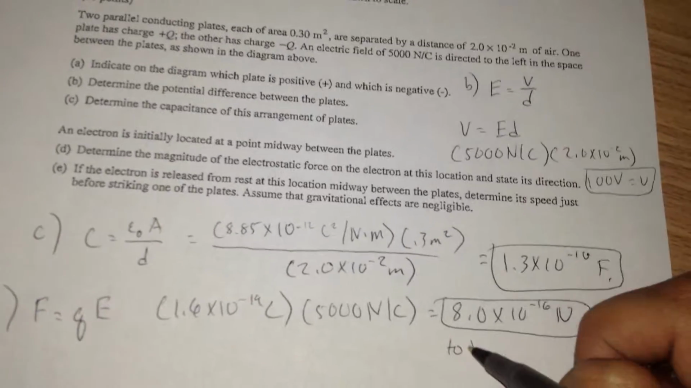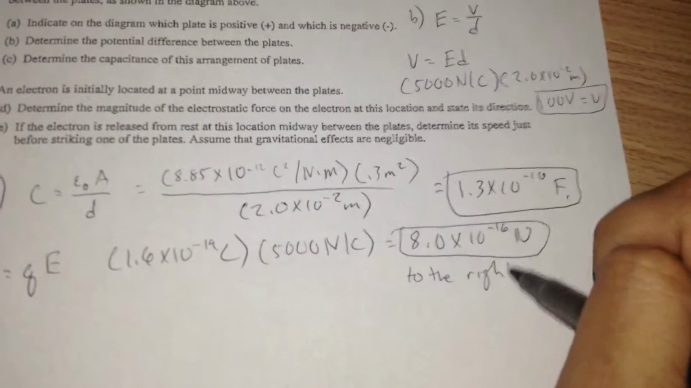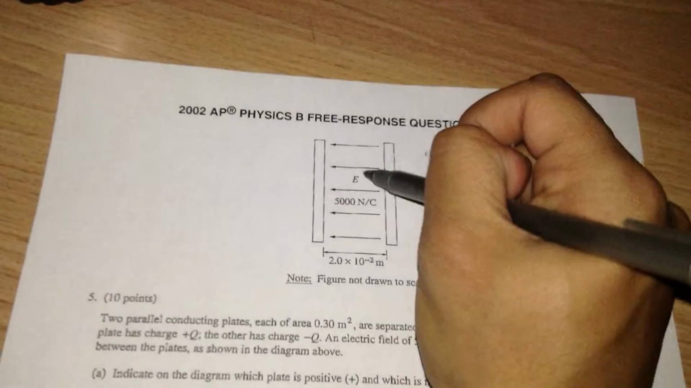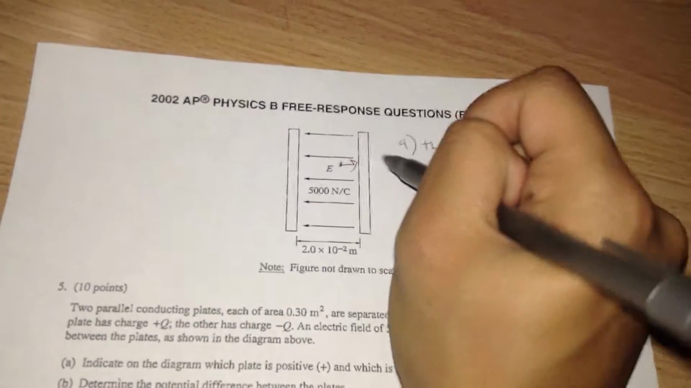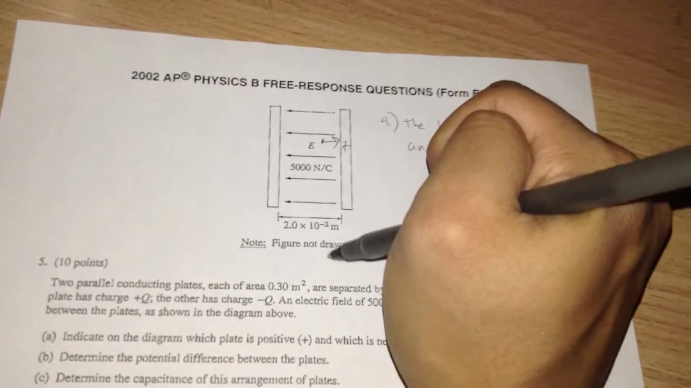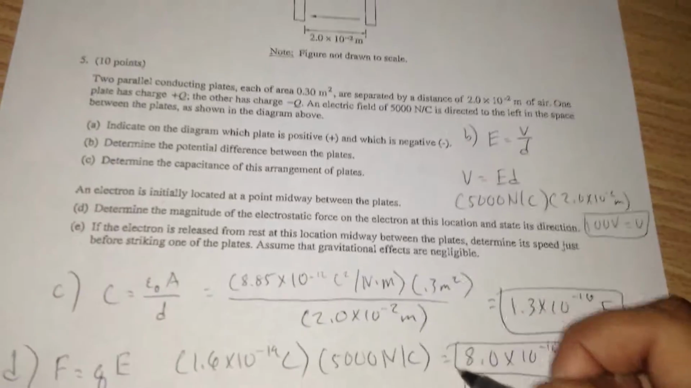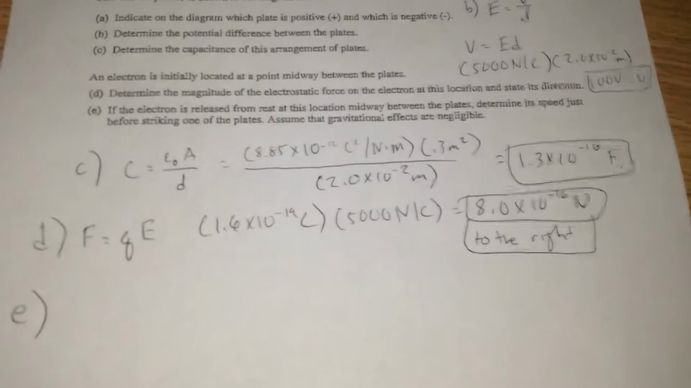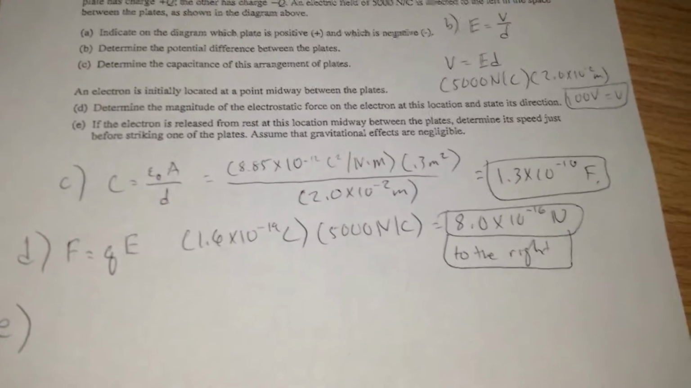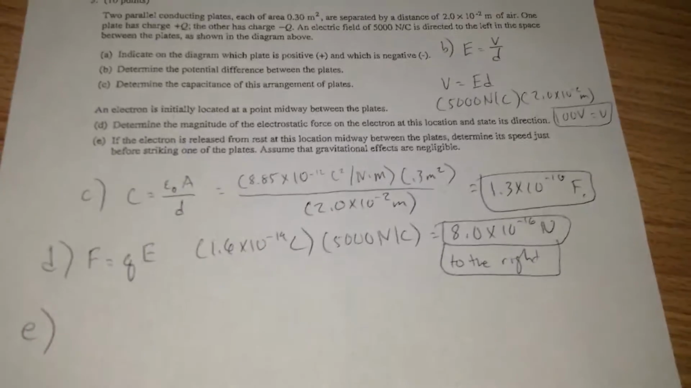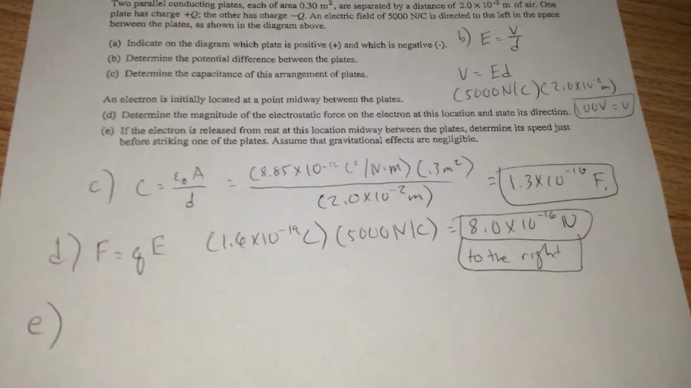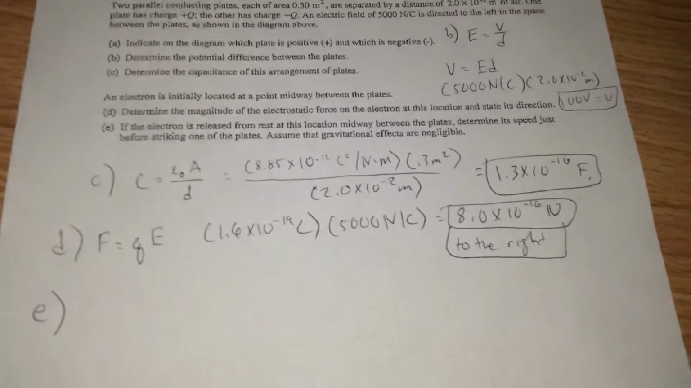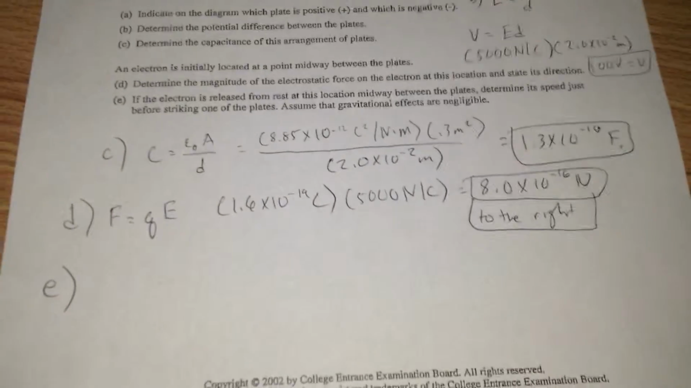It'll go to the right because an electron will go to positive because this is positive, so it's attracted there. Part E is asking, if the electron is released from rest at this location midway between the plates, determine its speed just before striking one of the plates. Assume that gravitational effects are negligible.